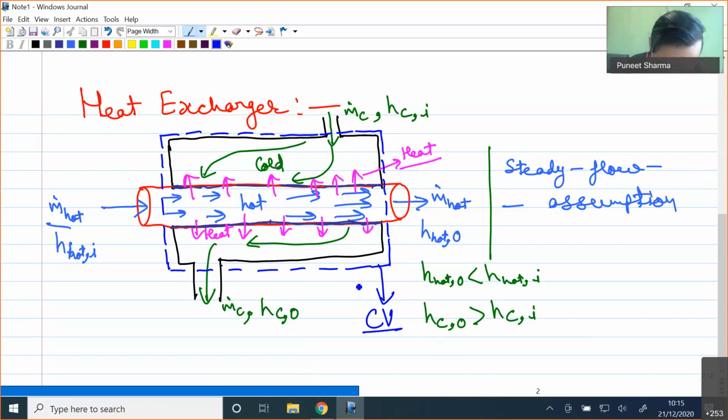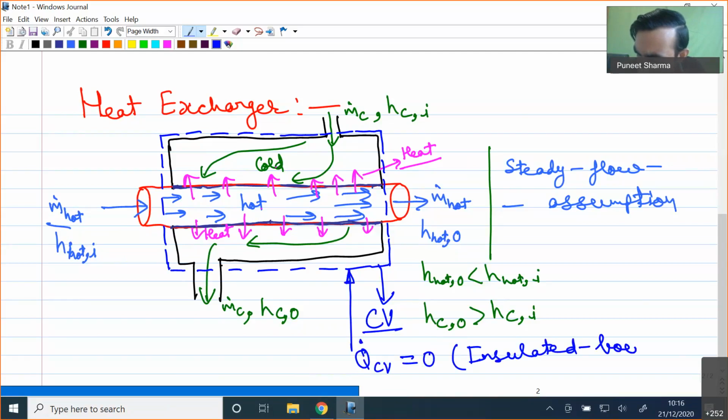So at this particular point, with reference to this medium, Q dot control volume is 0. Why? Because the boundary of the heat exchanger is insulated. So we have an insulated boundary of the heat exchanger, and because of that we are not having any energy interaction between our control volume and the surroundings. So Q dot CV in this particular case is equal to 0.